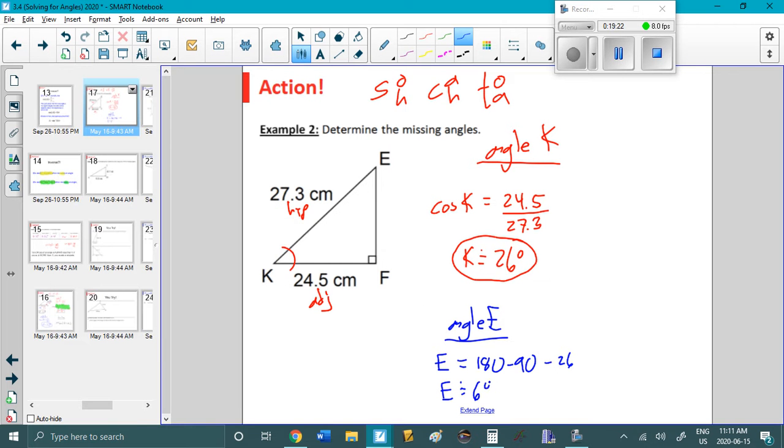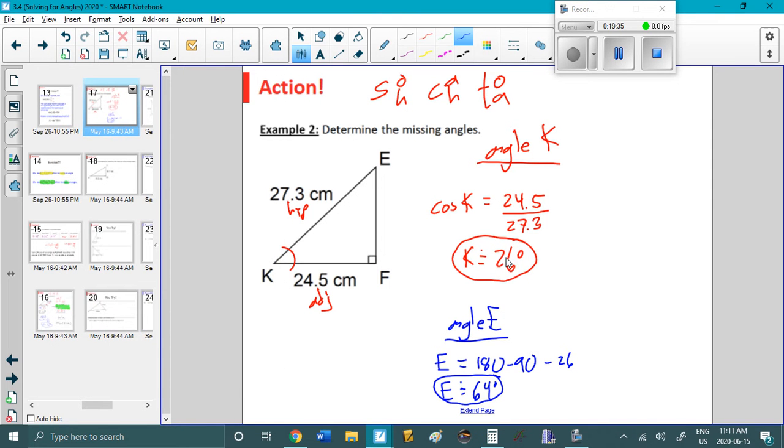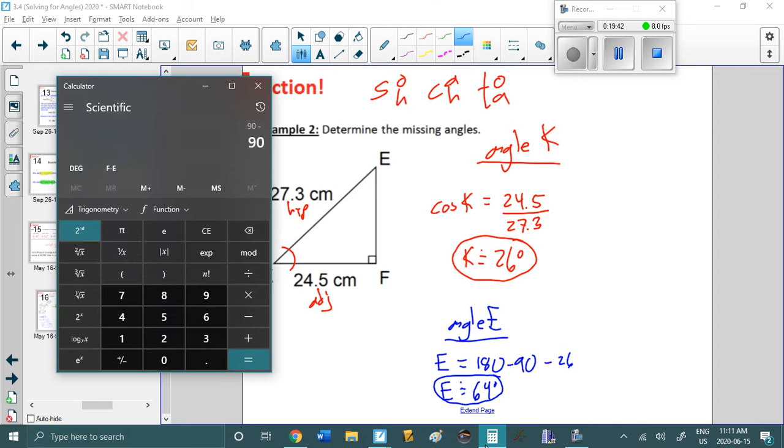Now, there's another shortcut. Last shortcut that I'm going to give you. What's 180 minus 90? Well, 180 minus 90 is always 90. So what you're going to notice is that these two angles always add up to 90. So once you have one of them, you can just do 90 minus the one that you have, and that'll give you the other one. Okay, moving on.